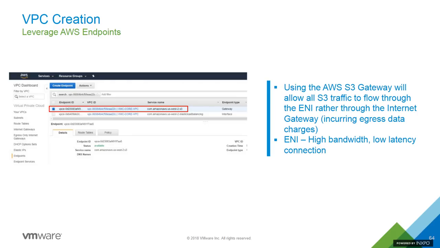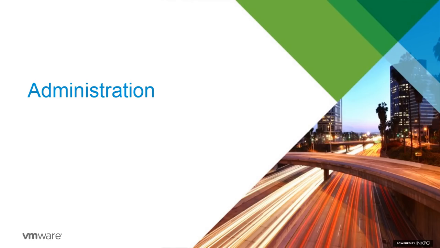If you use an S3 endpoint, it will allow that traffic to go across the ENI, which means that you don't have any of those egress charges. So especially if you're a company that leverages S3 a lot, if you start leveraging that with an S3 endpoint within your SDDC, you'll actually be able to get away with no egress charges into the virtual machines running in VMware Cloud on AWS.